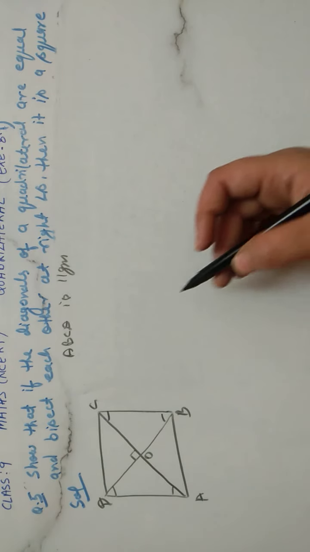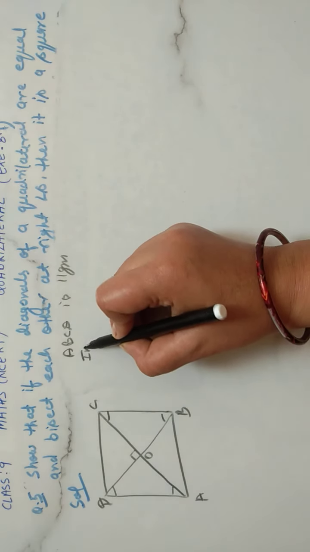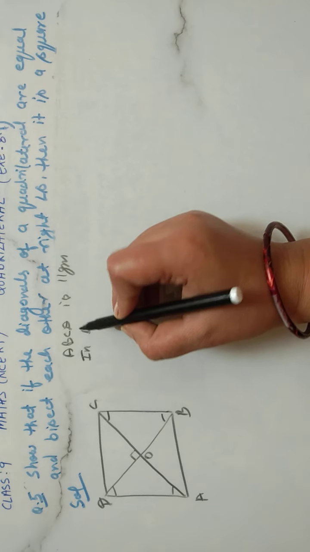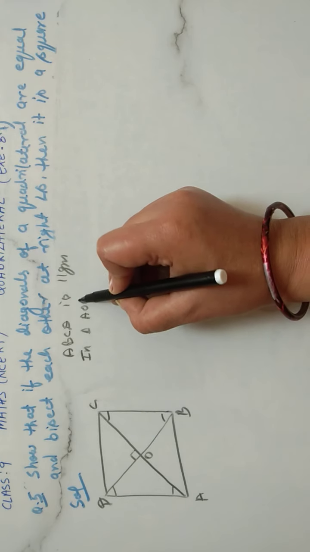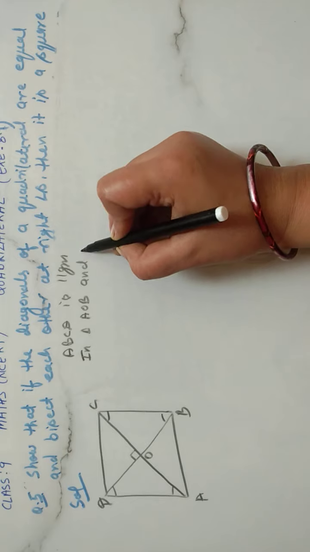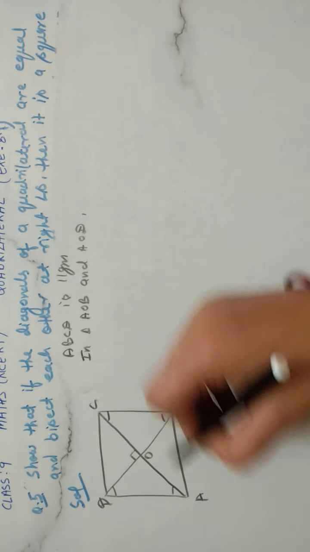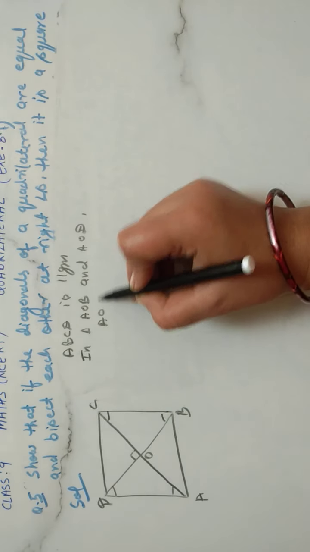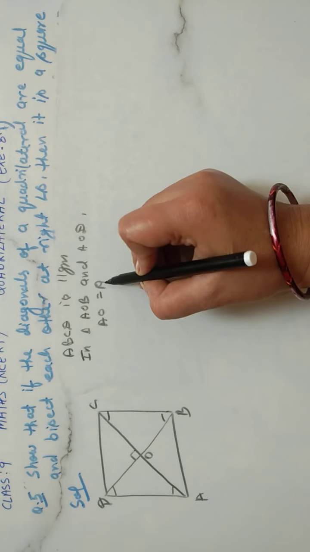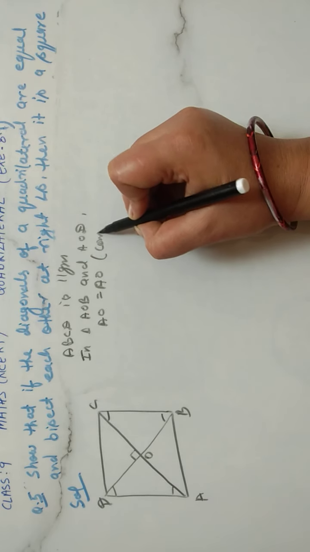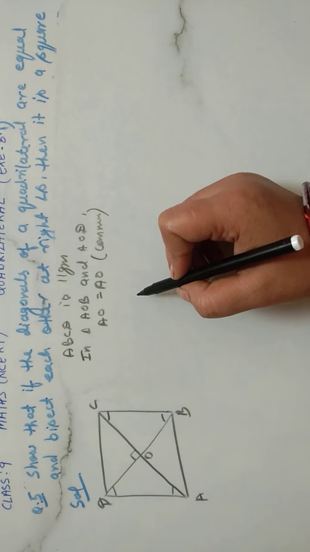Okay, so we are taking adjacent triangles. We will take AOB and AOD. So in these triangles, just see what we are having. We are having AO is equal to AO. This is common.